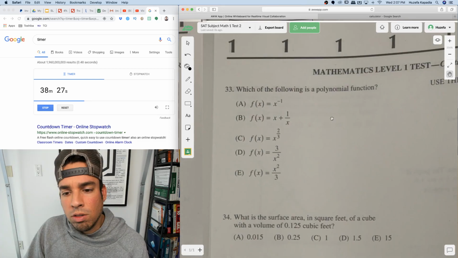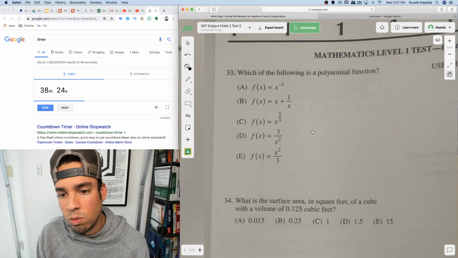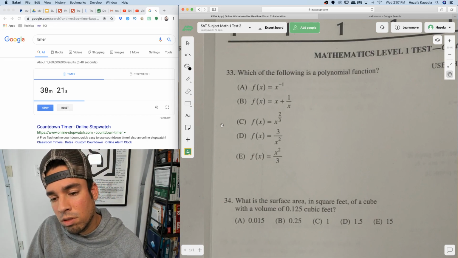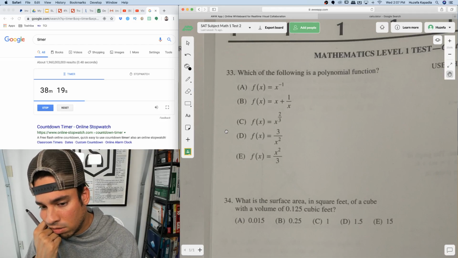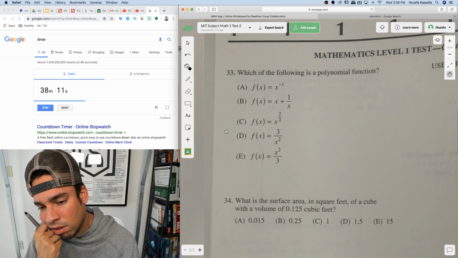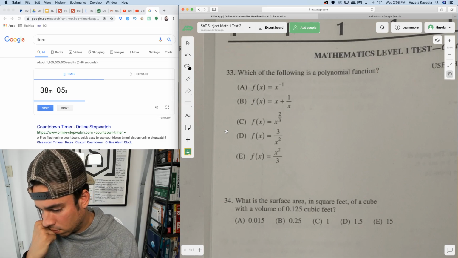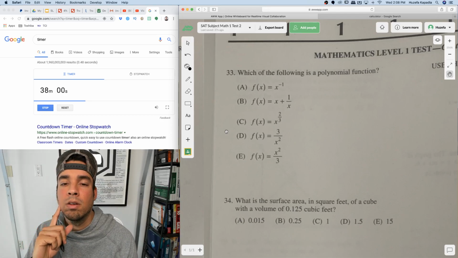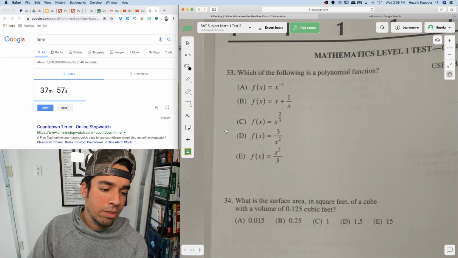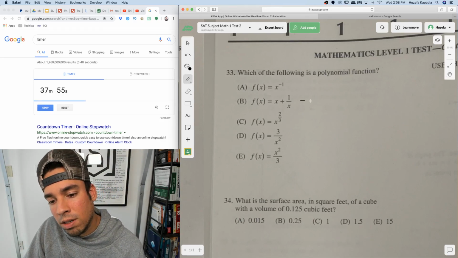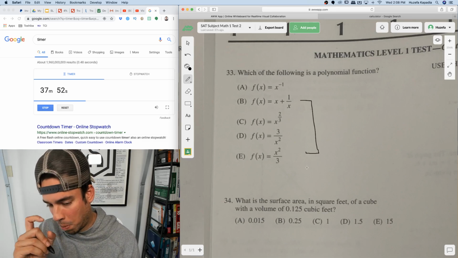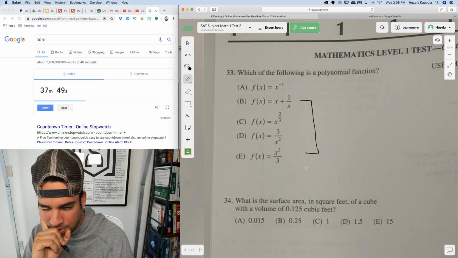Which of the following is a polynomial function? What? No. Oh, I can't remember the definition. Oh, this is like a definitional thing and I can't remember. It's either B or E. I'm feeling like it's B.